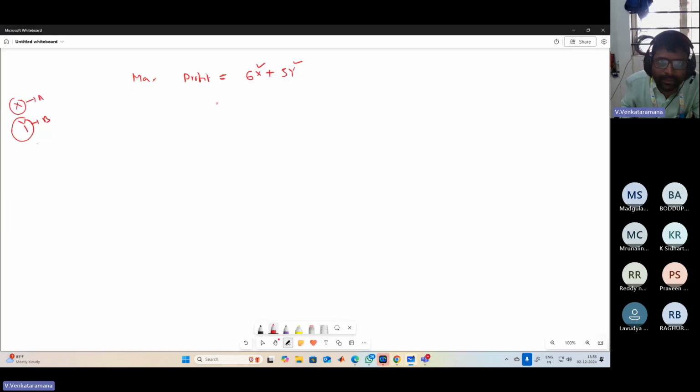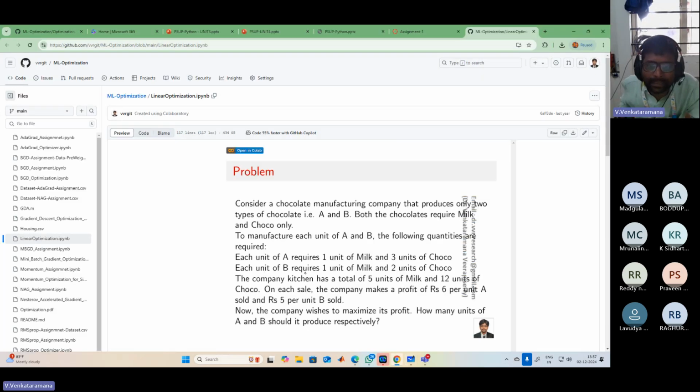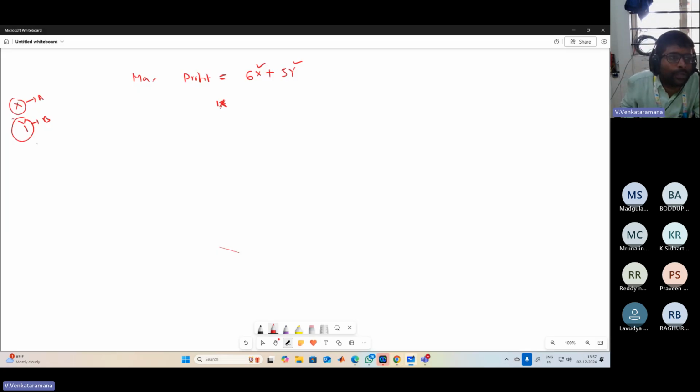So 1 unit of A, 1 milk. If it is X units, 1 into X milk units are required. Similarly, for 1 unit of B, 1 unit of milk is required. If it's Y units of B, how many units of milk is required? 1 into Y. So that means this can be written as X plus Y. It is the total number of milk units required.